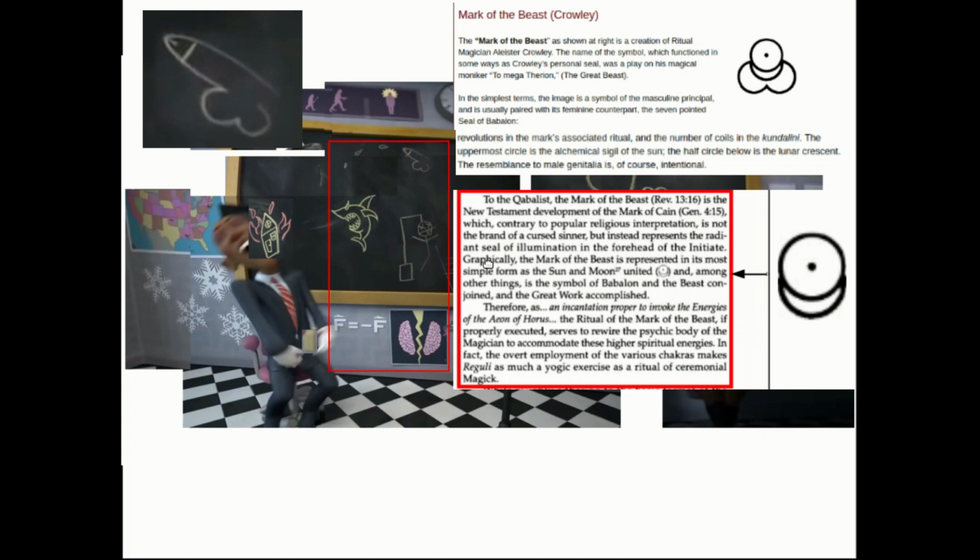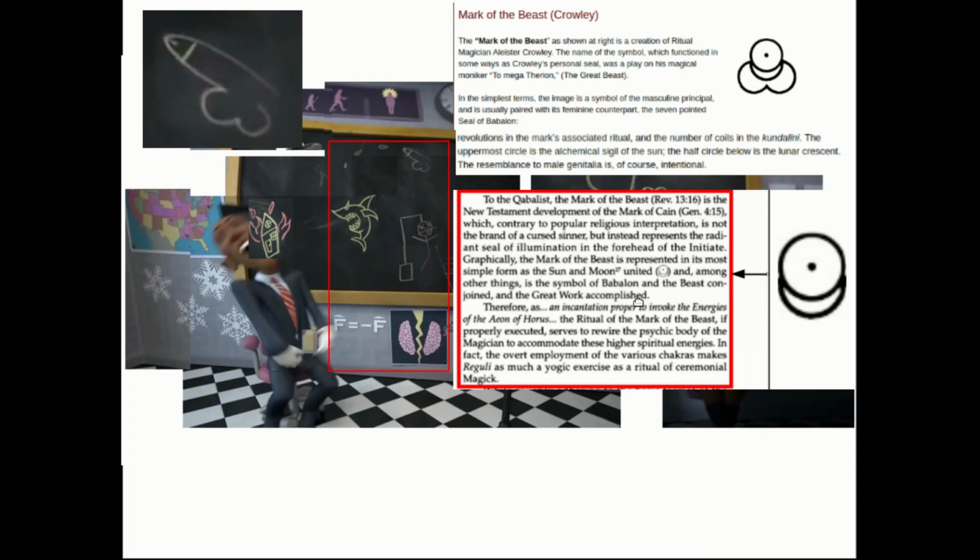And so we see this graphically. The Mark of the Beast is represented in its most simple form as the sun and moon united, and there's that symbol, this part. And among other things, it is the symbol of Babylon and the beast conjoined and the great work accomplished.